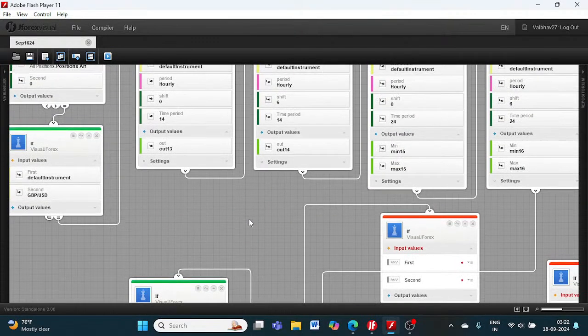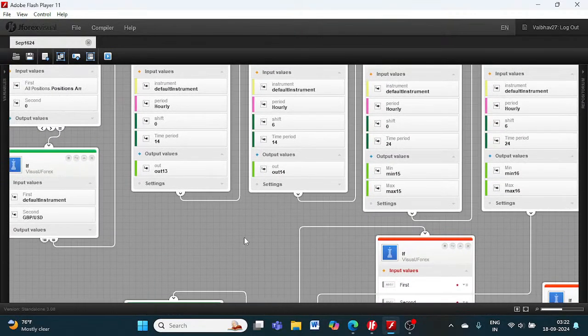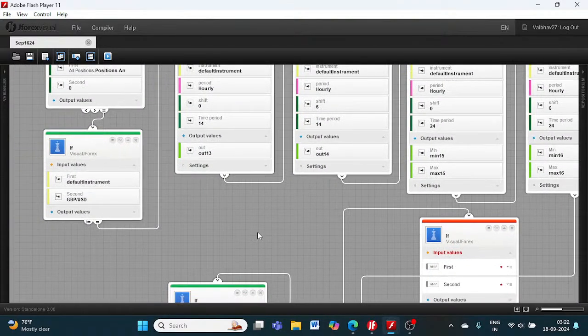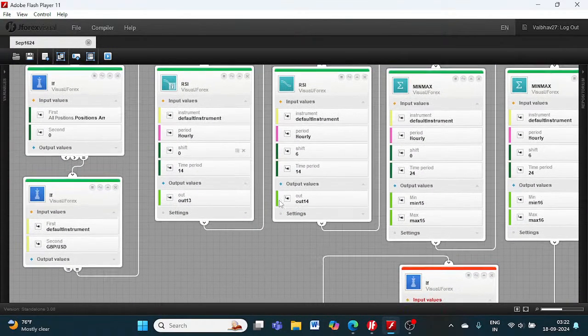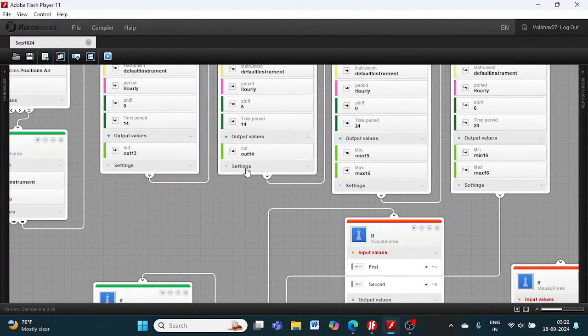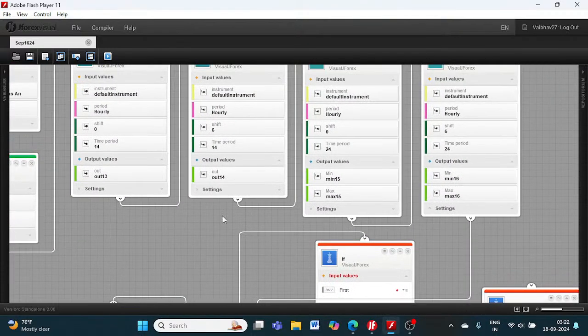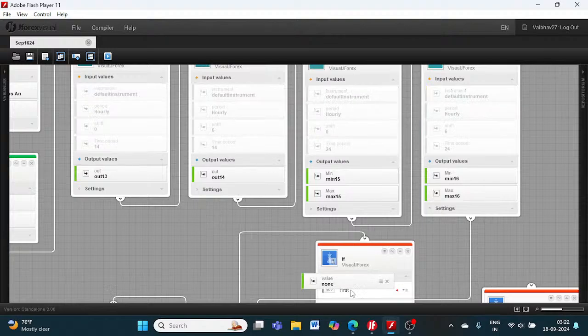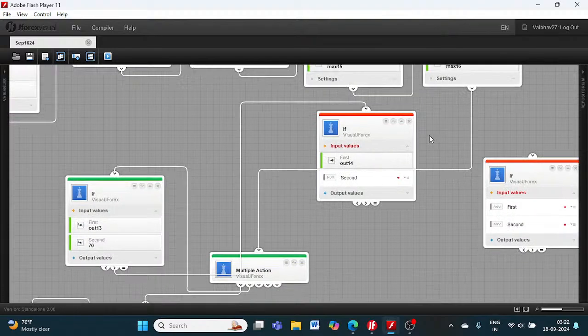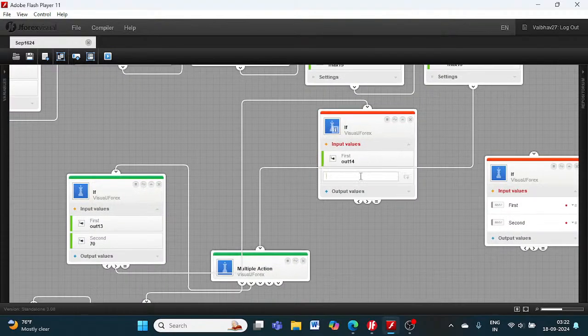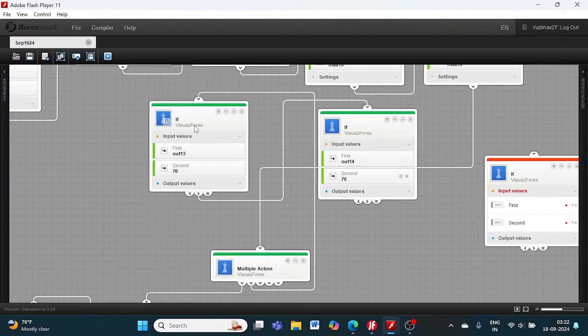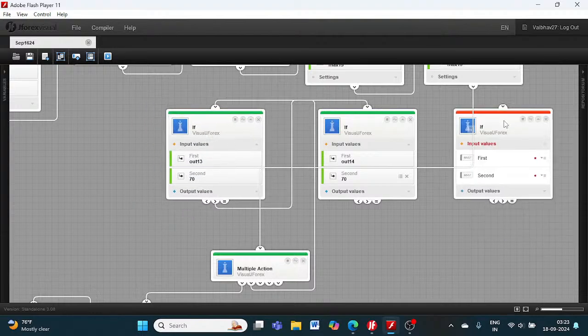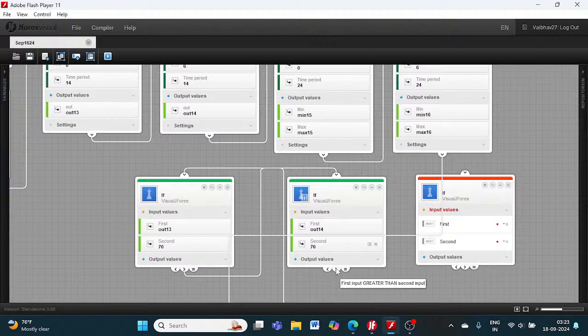Then we can also do the comparison between these two RSI output values. And for the RSI 6 hours back, we need the output value to be above 70. Same condition applies, which is also there for the current output of the RSI. First input greater than second input.